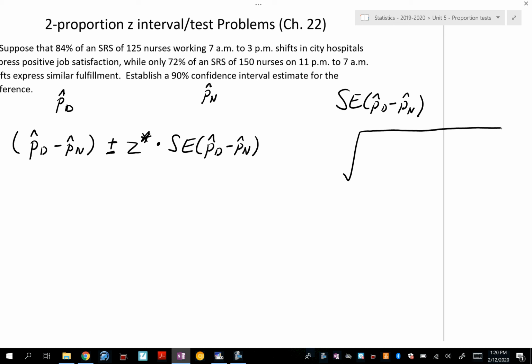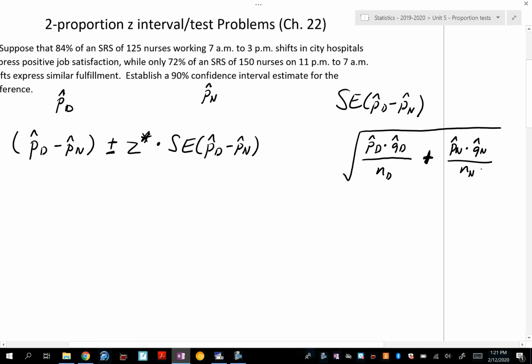Very good. So p times q, but we're going to make sure that it's from a sample, so we're going to add hats. And it's from the first group of nurses here, which means they are the day shift. So it's going to be p hat sub D times q hat sub D all over, remember, goes in the bottom, the sample size, n. Very good. Plus, because we're doing variances, add. The same thing, but this time, Jarvis, we're talking about the night shift. So p hat sub N times q hat sub N over n sub N.